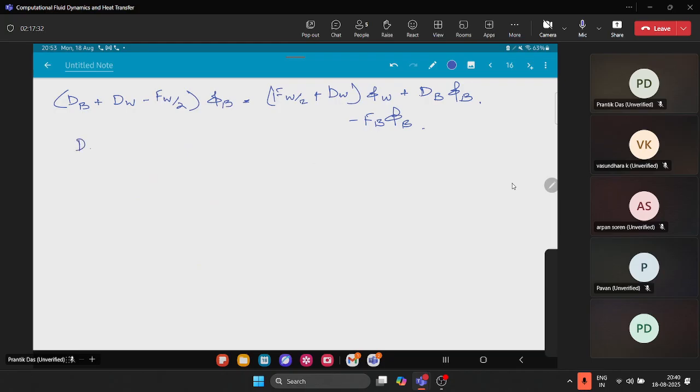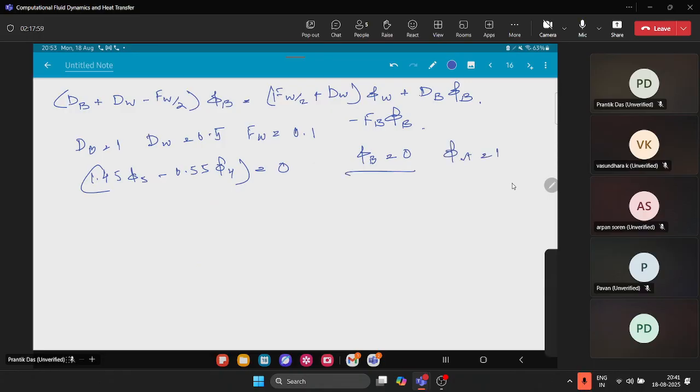So dB is basically equal to 1, dW is basically equal to 0.5, and fw is equal to 0.1, so 0.5 itself. So this reduces to 1.4555 minus 0.5554 equal to 0. Phi b is basically 0, by the way. Phi e is 1. That's why you don't have a term on the right hand side of the equation. And for the second, third, and fourth equations, you can find it at home.